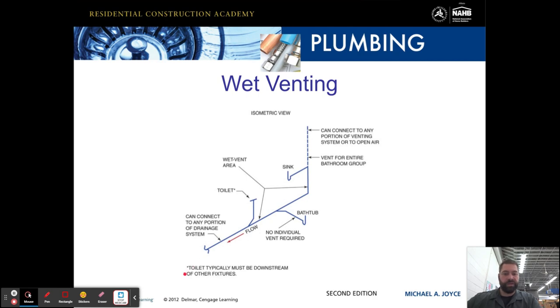And if you see this note here, the toilet typically must be downstream of other fixtures. And I think that's kind of obvious why, right? Because if everything is coming through here, you wouldn't want your toilet, and if there's a chance of it backing up, you don't want it to pass through your bathtub. And the same with your sink. You wouldn't want your toilet up here, and then your sink, and then your bathtub, because then all of your waste from your toilet would have to pass through there, and that's just not good.